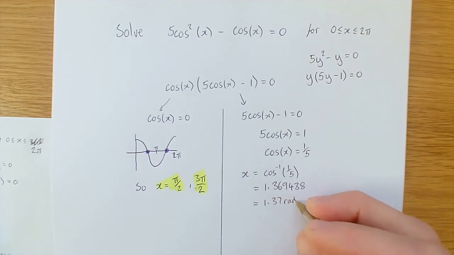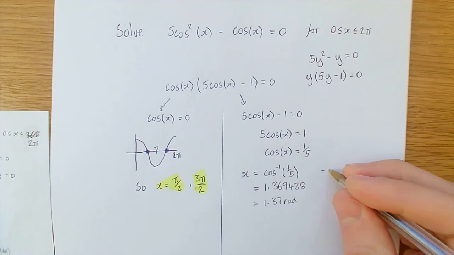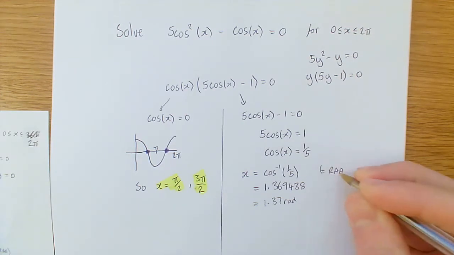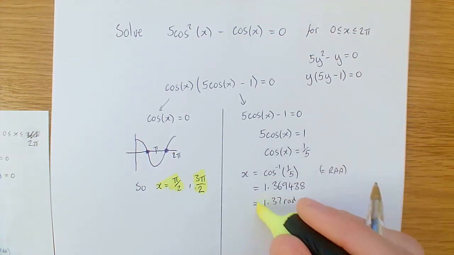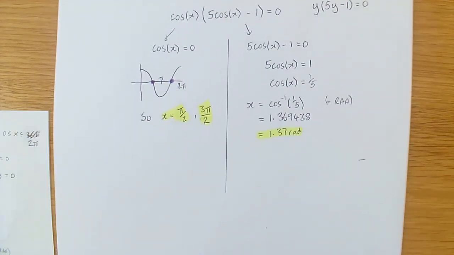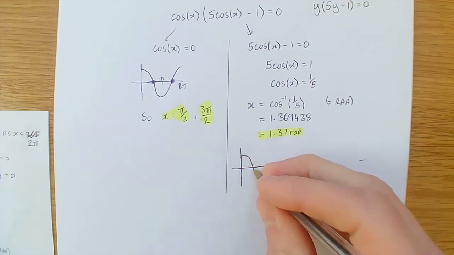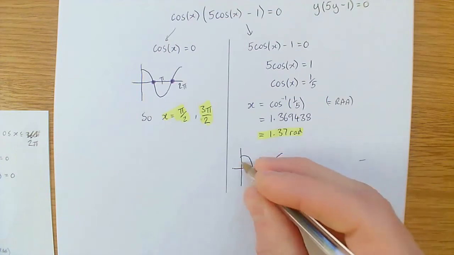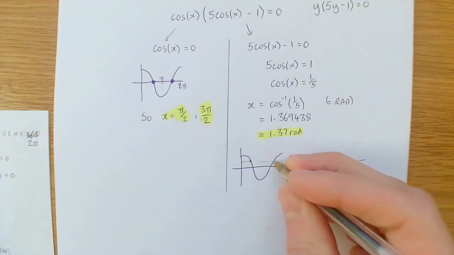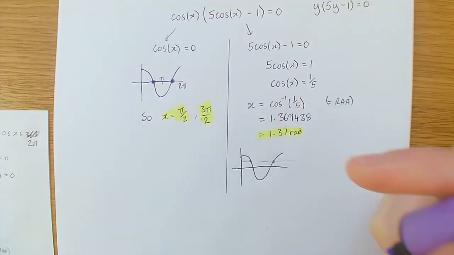And I'm going to put a little rad there. I didn't put it over here because we had everything in pies. Less obvious when you've got a decimal, but just to remind us, this is radians. Now, because we're working with a positive 1, that is also a relative acute angle that we're working with. And so that's one of our answers. Draw ourselves a graph. A nice little cos graph. Somewhere over here. So that is 1.37 radians along.